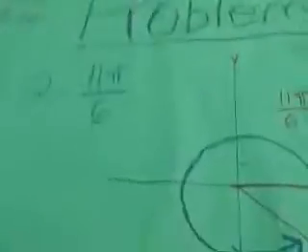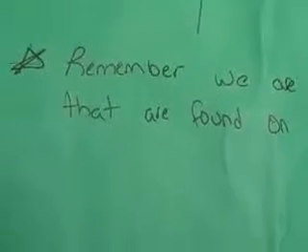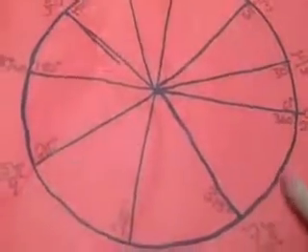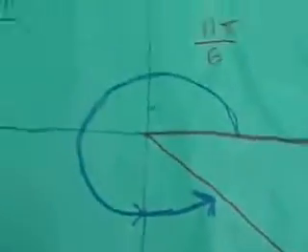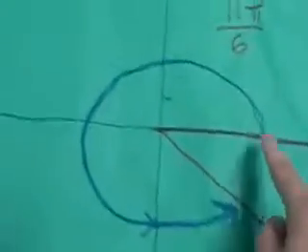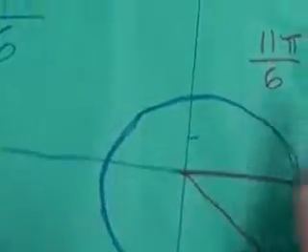Next, we're going to go back to radians, which, remember, we are using radians, and these are found on the unit circle. So for this, we're going to be doing 11 pi over 6. So we need to go back over to our unit circle. And 11 pi over 6 is found in this area. So we go over to here, and we sketch our angle. And we do a revolution, bringing us back to 11 pi over 6.